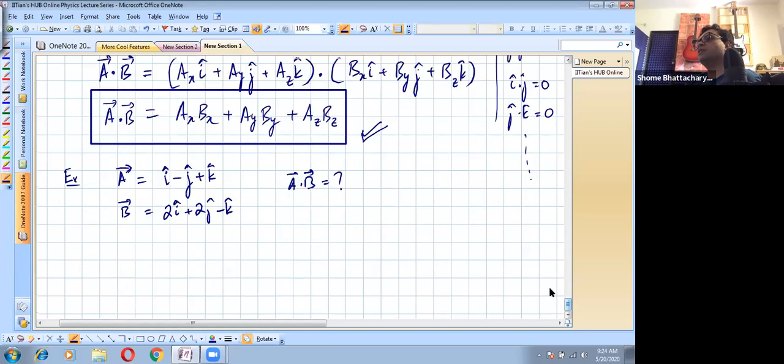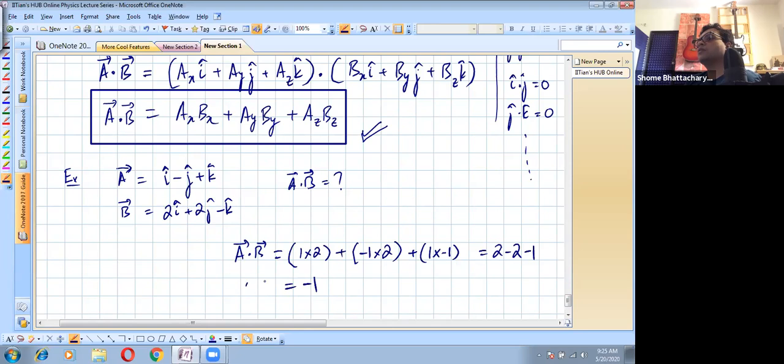So just apply this above formula and you'll see you get A dot B as the product of the x components. You can just directly write them 1 into 2 plus the product of the y components. But don't forget the algebraic signs if any. So minus 1 into plus 2 plus the product of the z component, which is 1 into minus 1. So this is becoming 2 minus 2 minus 1. So it's in fact minus 1. And as we know, dot product can be positive, negative, or zero. Depends on the relationship between the vectors.